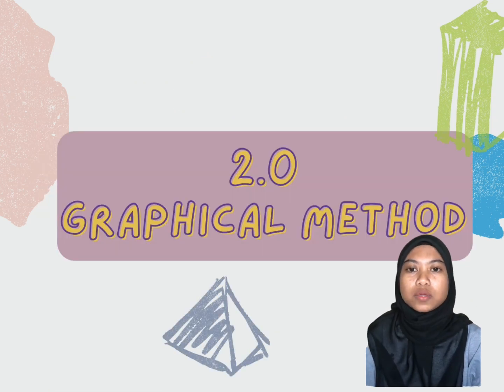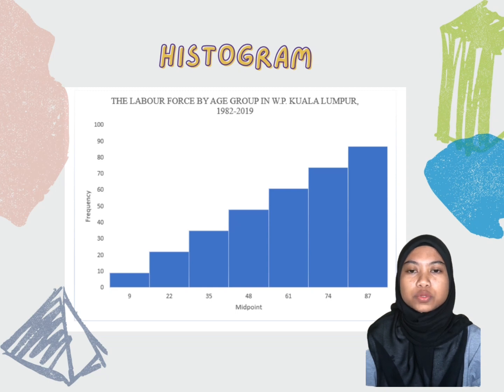For the graphical method, we use a histogram. To plot the numbers, we need to use the midpoint. To calculate it, we need to add the upper boundary with the lower boundary, and divide the answer by 2. So, the horizontal scale is for midpoint and the vertical scale for frequency.